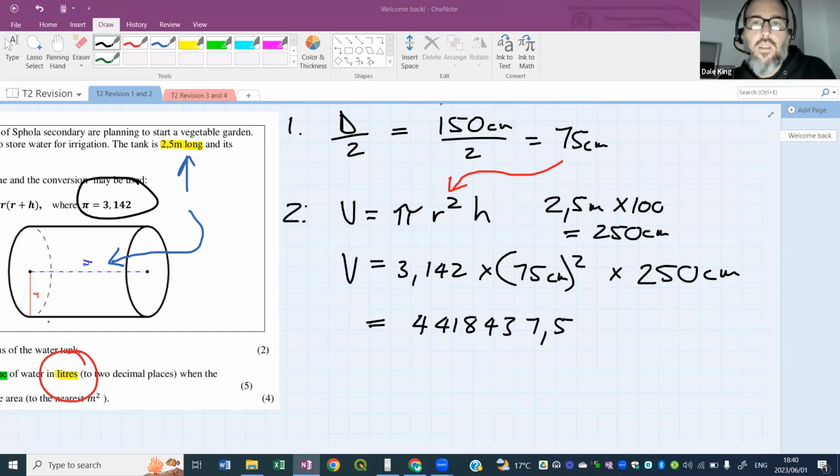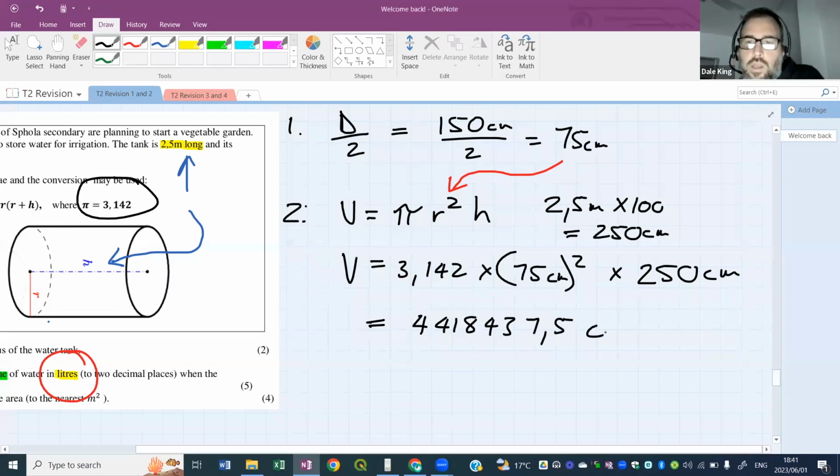Bianca, just check your screen there. We're asking you to unmute. Cubed, yes. Cubed. Very good. So it's cubic centimeters for volume.